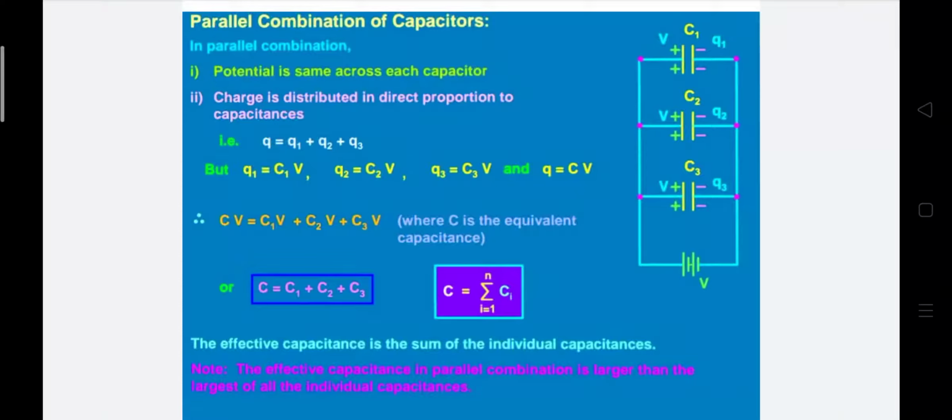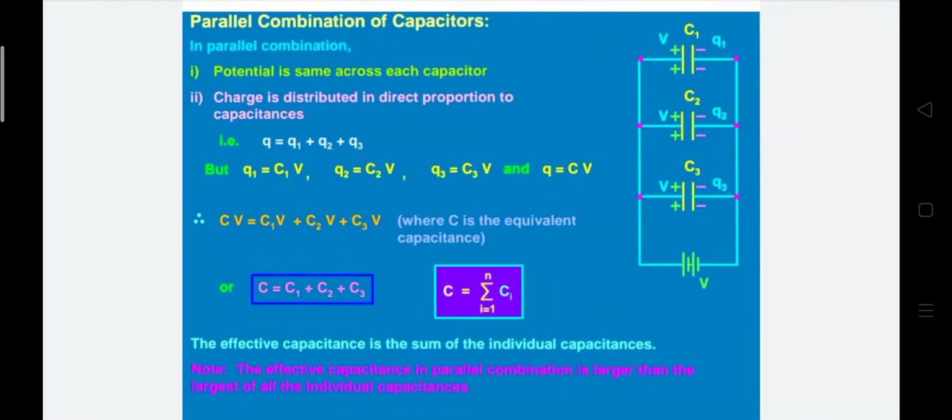Now Q1 is equal to C1V, Q2 equal to C2V, Q3 equal to C3V, and the total charge Q is equal to the equivalent capacitance C into V. We substitute these values of Q1, Q2, Q3 and Q. CV equal to C1V plus C2V plus C3V. V taken common on both the sides cancels out. The equivalent capacitance C is equal to C1 plus C2 plus C3.